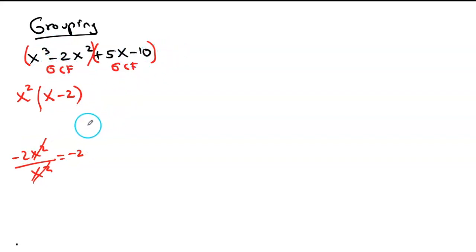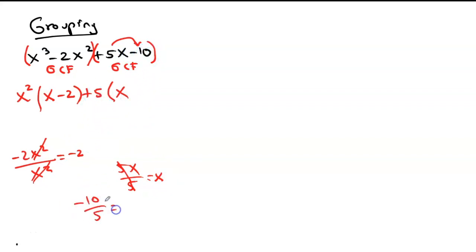Same thing in the second parenthesis. Common factor. Is the 5 into the 10? Yes. So my 5 is my common factor. Is the x common? No, it's here, but it's not in the second one, so it's not common. Therefore, I open my parenthesis. 5x divided by 5, right? My first term divided by GCF. 5's cancel. My answer is x. Negative 10 divided by 5 equals negative 2. That goes inside.